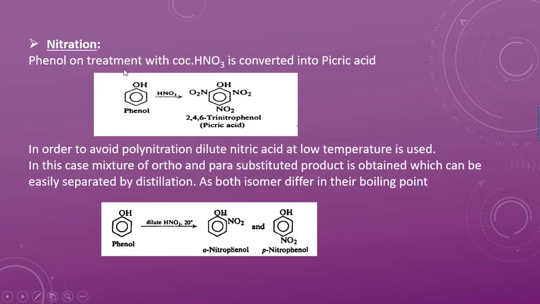Nitration. Phenol on treatment with concentrated nitric acid is converted into picric acid. In order to avoid polynitration, nitric acid at low temperature is used. In this case, we obtain a mixture of ortho-nitrophenol and para-nitrophenol, and both these isomers can be easily separated from each other by distillation.